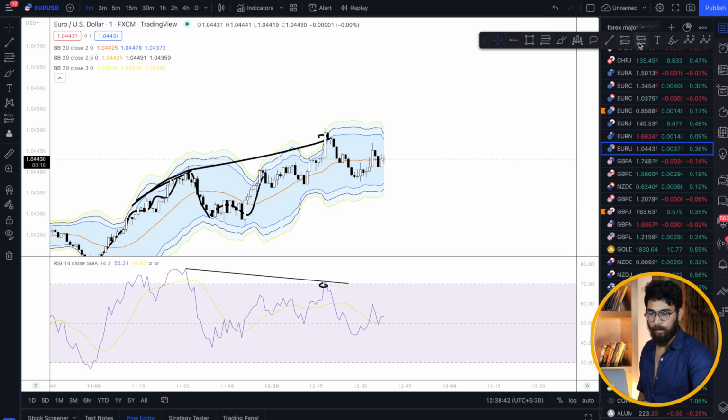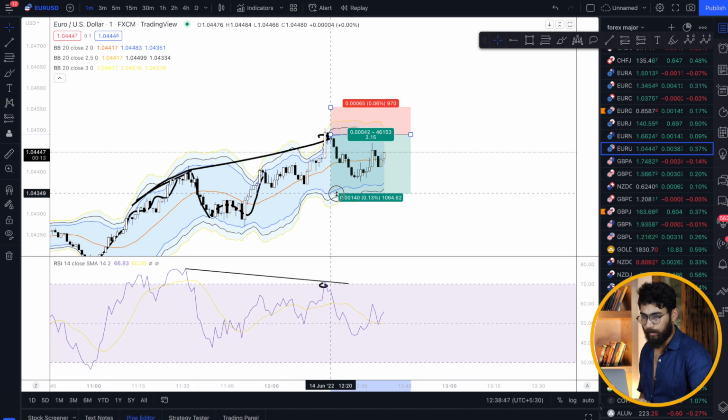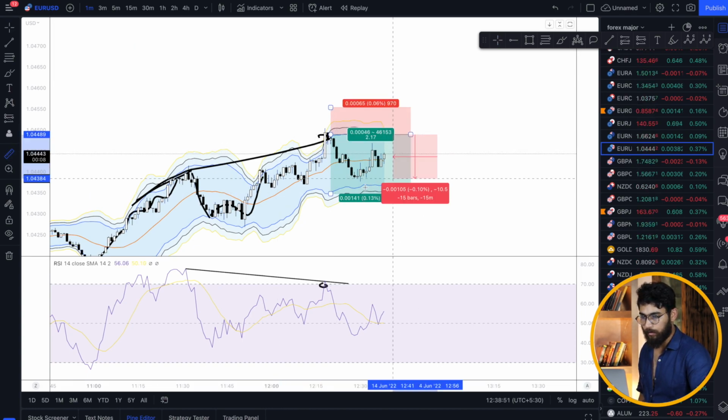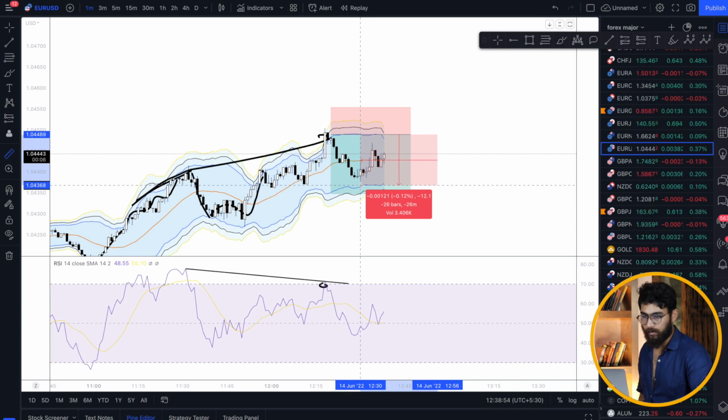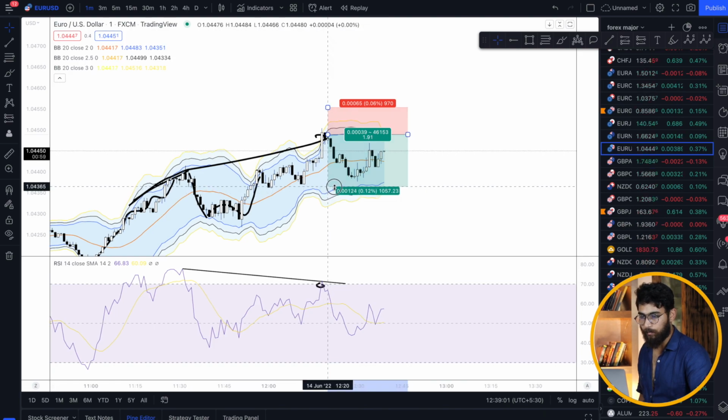So a short trade from here. Now our take profit will be at this point. So calculate how much the take profit is from here to here. The take profit was around 12 pips. So stop loss will be of 6 pips. So I entered here, and my take profit will be till this blue point.